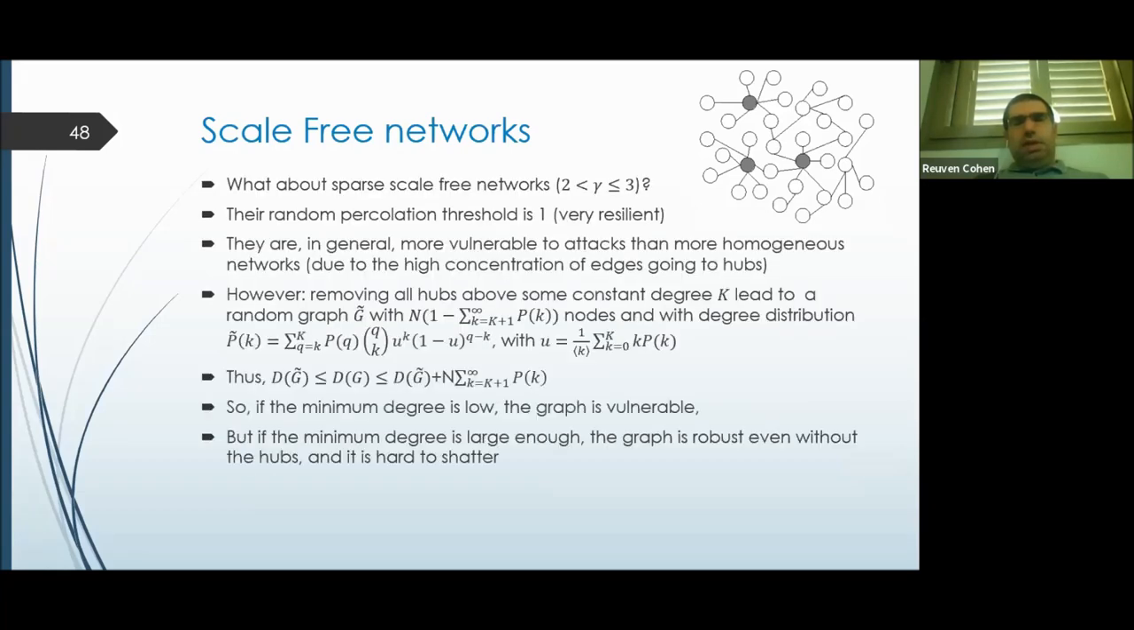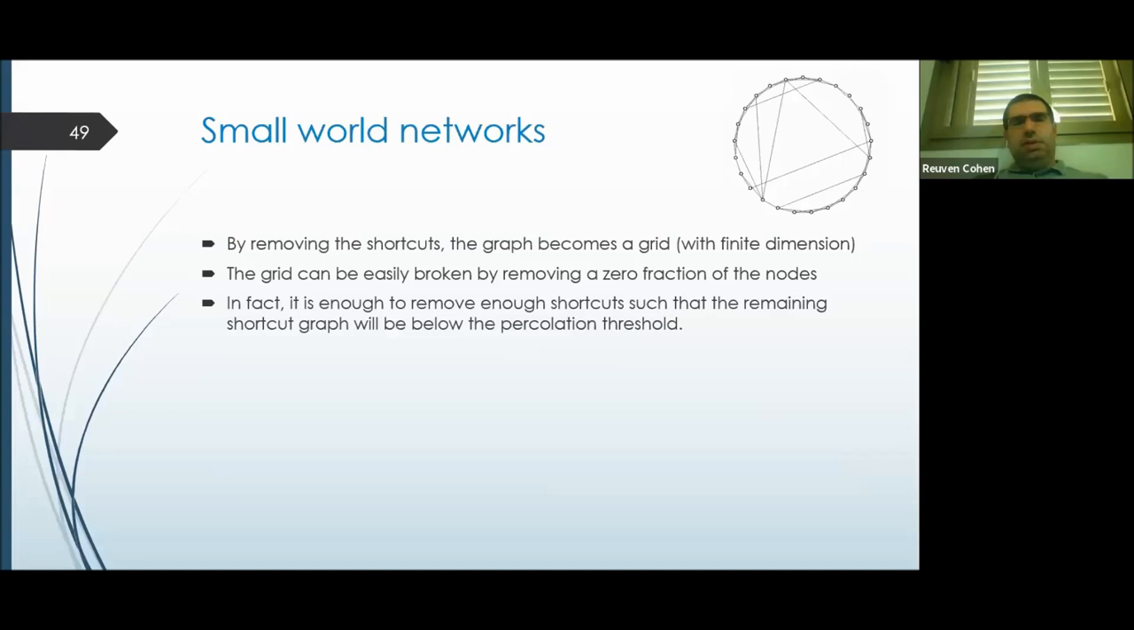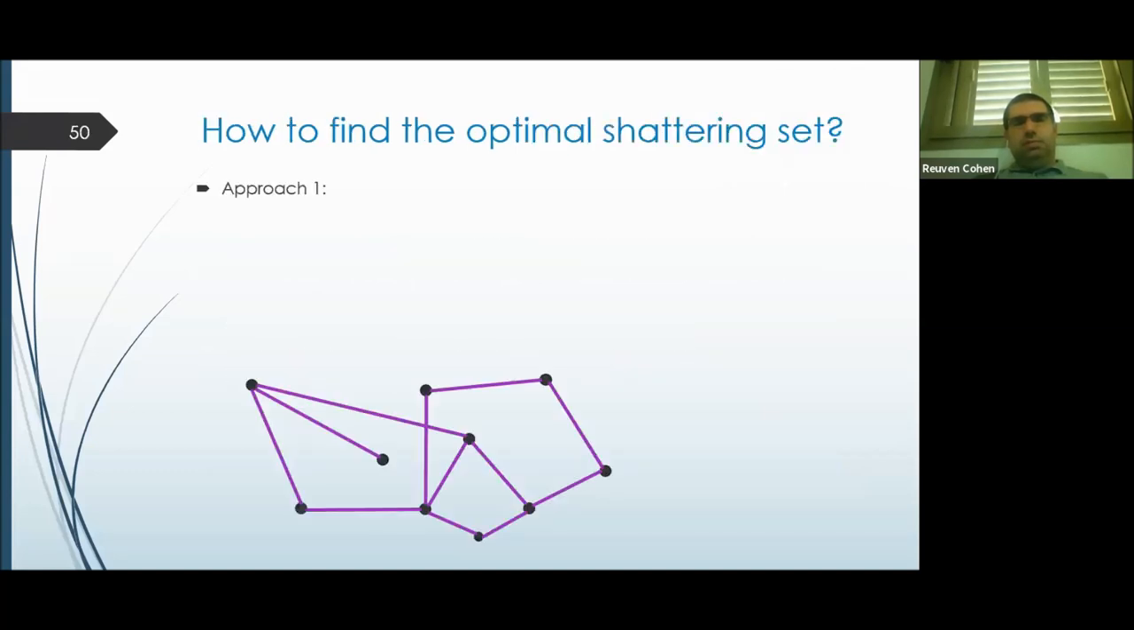So let me skip that, and I'll just reach the algorithm, and there I'll end. Let me give two approaches to finding an optimal shattering set. The first approach is to find the maximal independent set. This is easier said than done because this is an NP-hard problem. This costs a lot of computational power, and it is not tractable for a reasonably sized graph. However, it can be approximated.